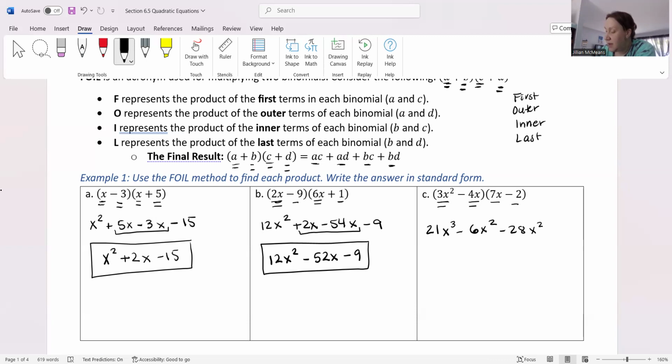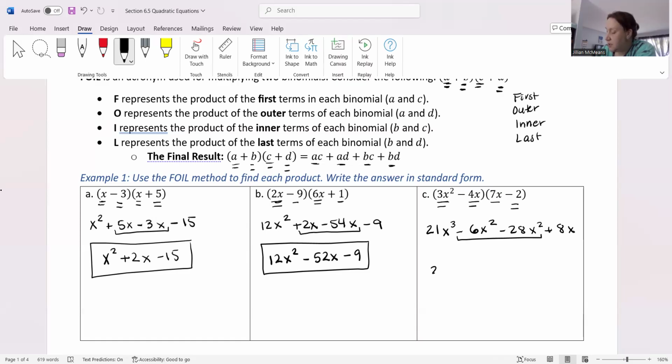And then I want to pick up negative 4x times negative 2. So negative 4 times negative 2 is positive 8. And then I just want to keep the x, okay? So now we write this in standard form. So looking again at the middle two terms, they happen to be like terms. They have matching variable parts. They both have an x squared, so we can combine those.